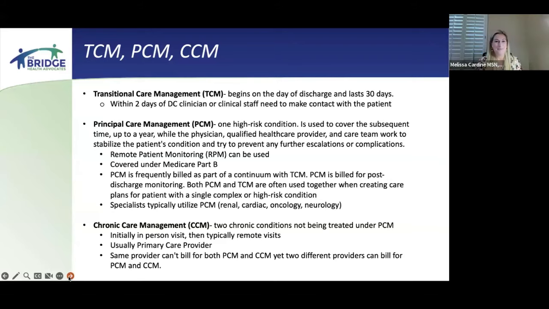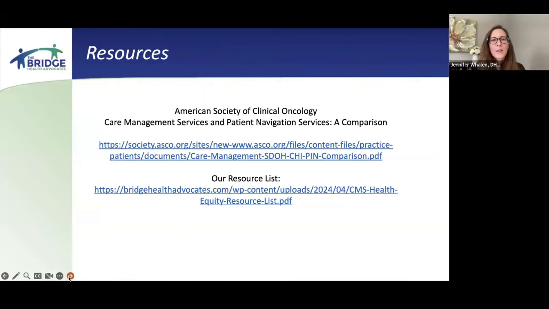Okay, so we wanted to share a few things about our resources. A lot of that information came from this first document from the American Society of Clinical Oncology, the Care Management Services and Patient Navigation Services, a comparison. So we'll try to make sure that link is wherever we're posting this on social media, so you can have that, but you can also just Google that, and I'm sure you'll get the PDF to pop up. We also created a 3-page resource list for a lot of the sites and documents that we used to inform ourselves.